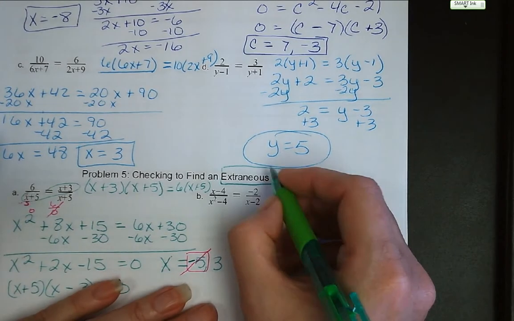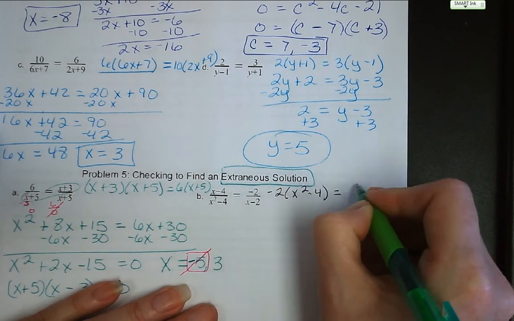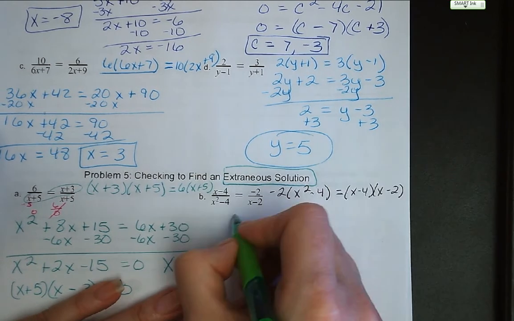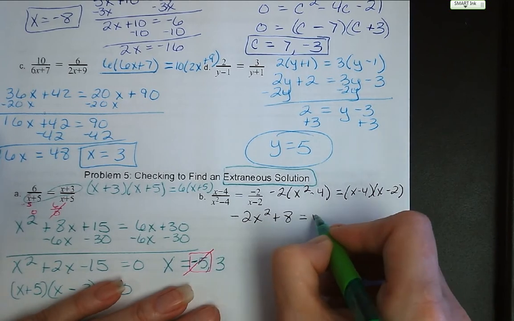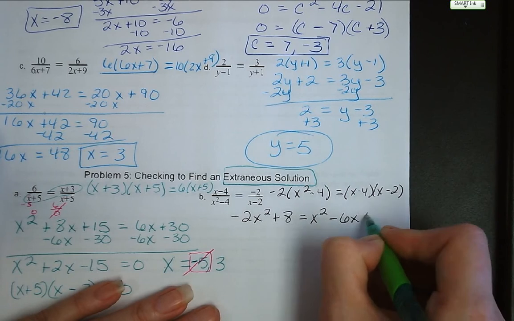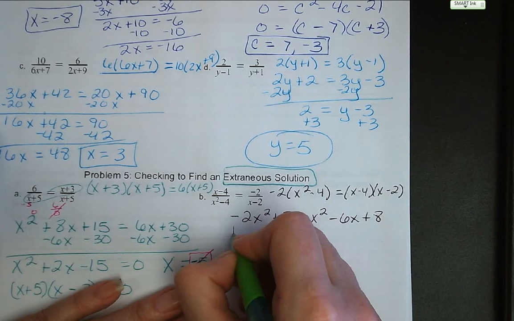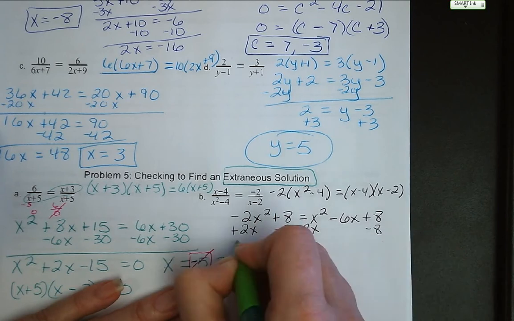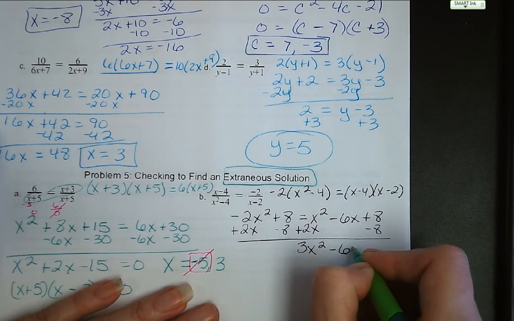All right. Let's see. Letter B, now we need to multiply. So we've got negative 2 times x squared minus 4 is equal to x minus 4 times x minus 2. So we've got negative 2x squared plus 8 equals x squared minus 6x plus 8. So we're going to subtract 8 from both sides and add 2x squared to both sides, because we don't want a negative coefficient. I mean, you guys could try factoring negative coefficients on A. We haven't done it. It's doable.